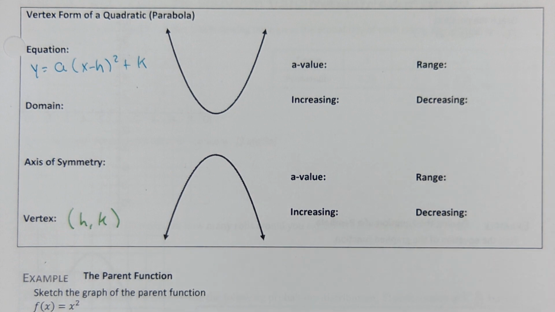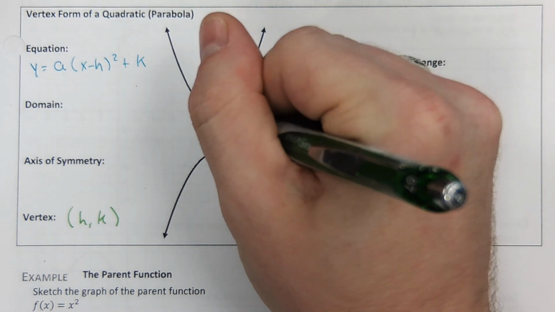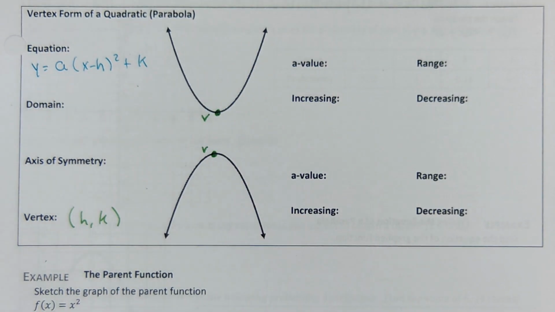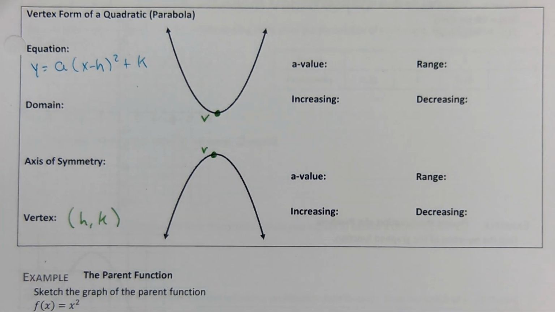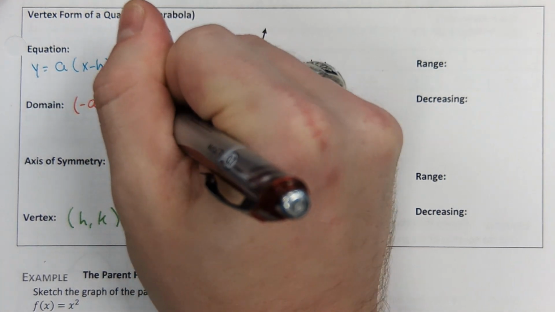The vertex of a quadratic is either its bottommost point, its minimum, or its topmost point, its maximum. It's one of those two. Domain for either one of these images means what x's am I allowed to plug in? Well, you can square anything you want. That means you can plug in any x you want. So your domain will be all real numbers. We'll say from negative infinity to positive infinity because interval notation is the way to go.